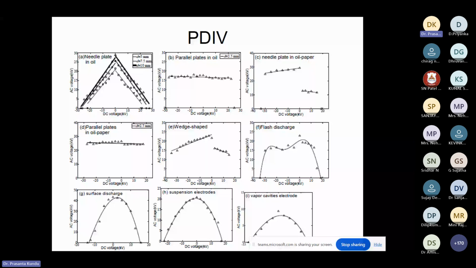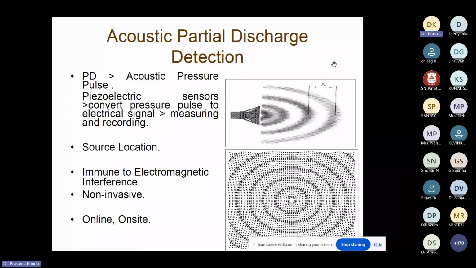Some more of the electrical part will come whenever we go to the particular equipment. So now, related to acoustic partial discharge, this was some brief fundamentals of the electrical.